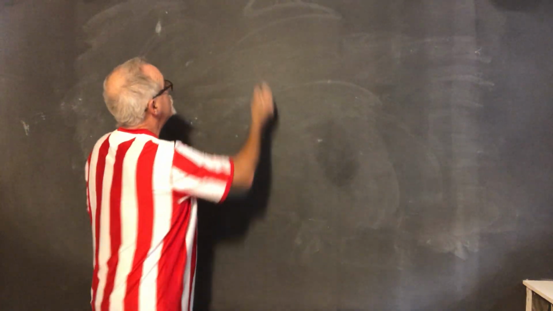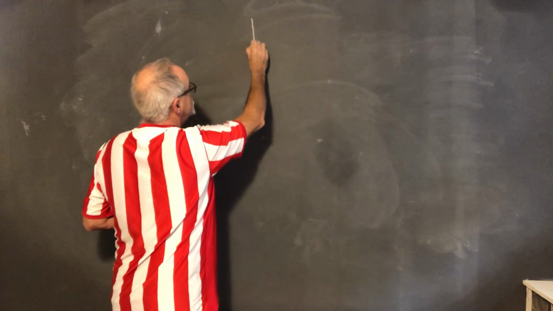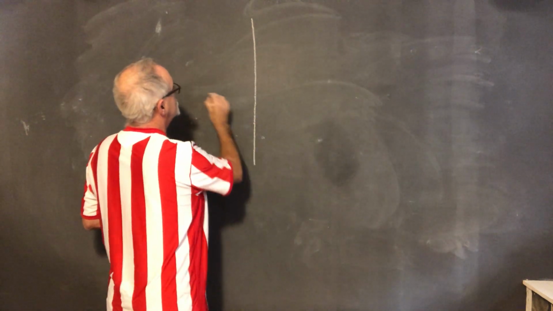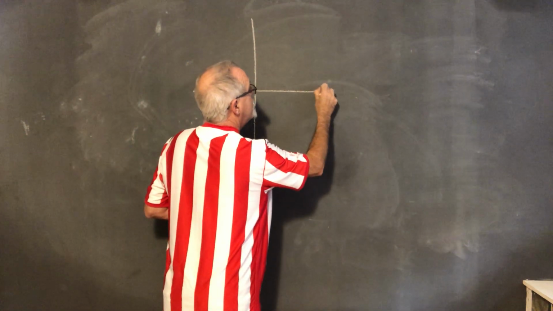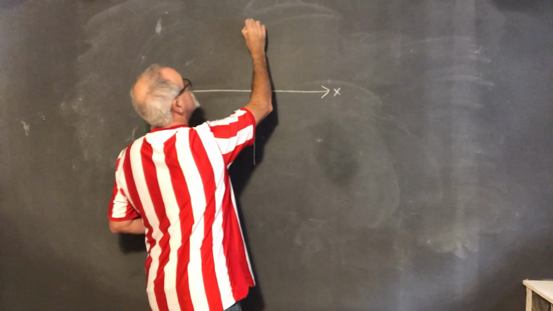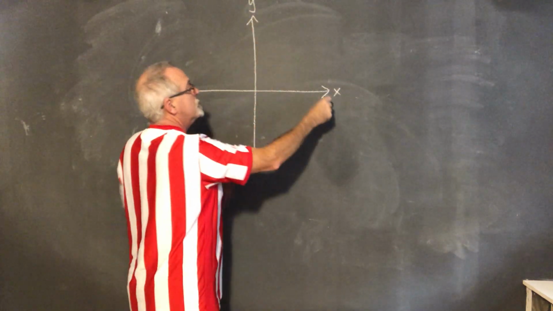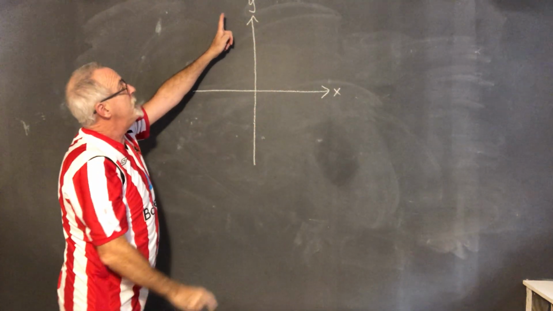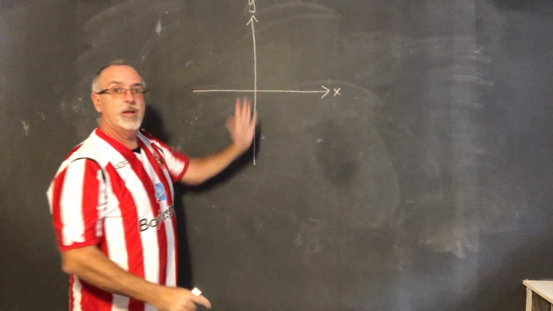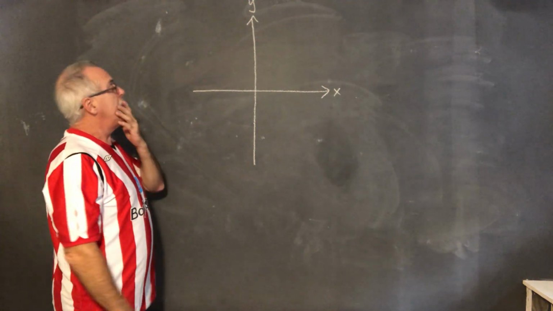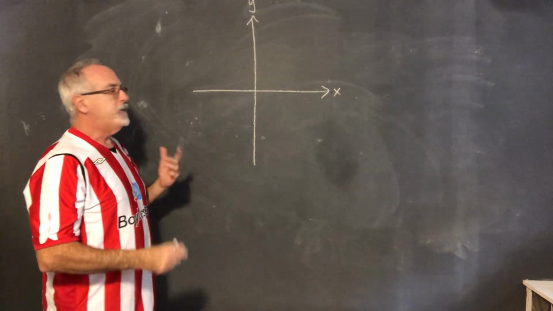I'll start by drawing a graph. I'll try to make it fairly straight so I won't go too fast. There's my x-axis, there's my y-axis. I use arrows on the right and on the top, and I label them x and y. This is just a good habit to be into, and it is correct form for doing this.